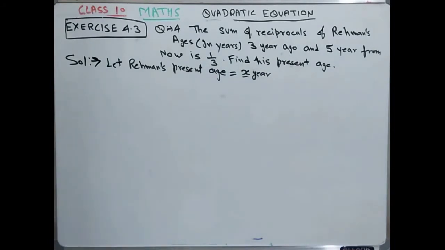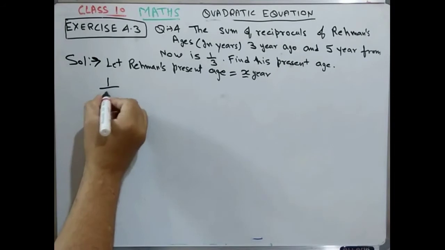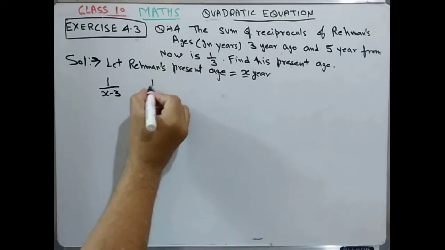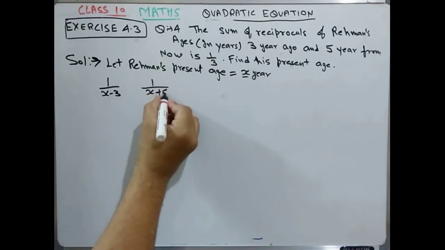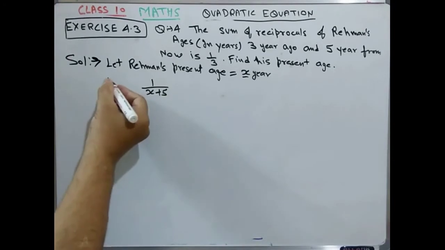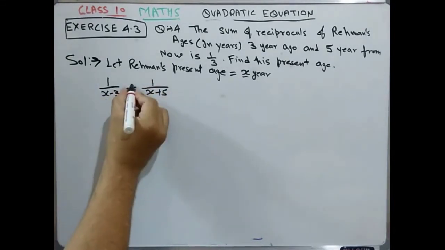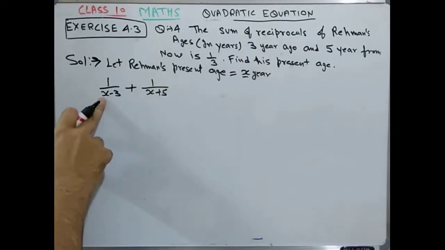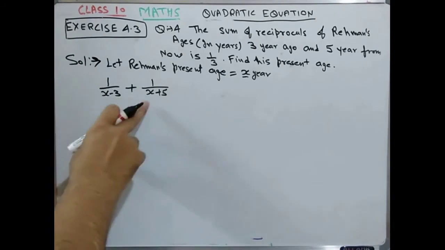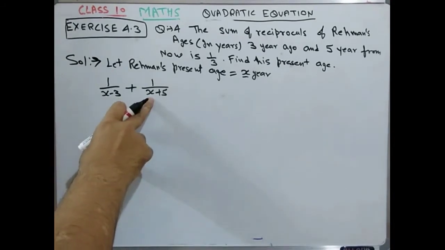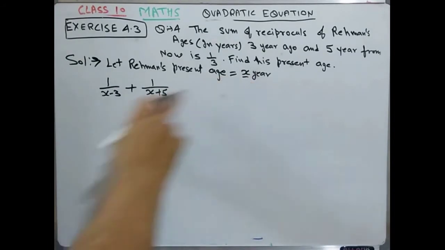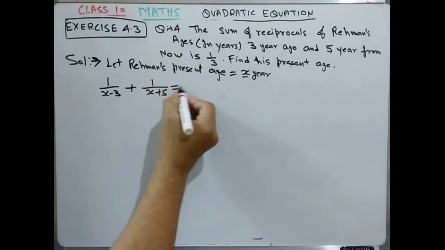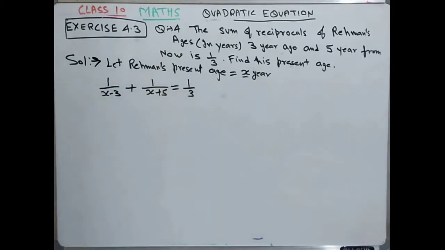Okay, now let us understand it. Rahman's age 3 years ago was x minus 3, and his age 5 years from now will be x plus 5, because today his age is x. We have taken the reciprocal of it, and then we have added it, as per the statement. So as per the given statement, it should be equal to 1/3, right?